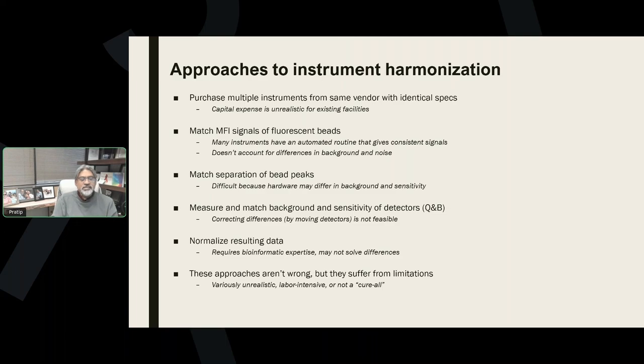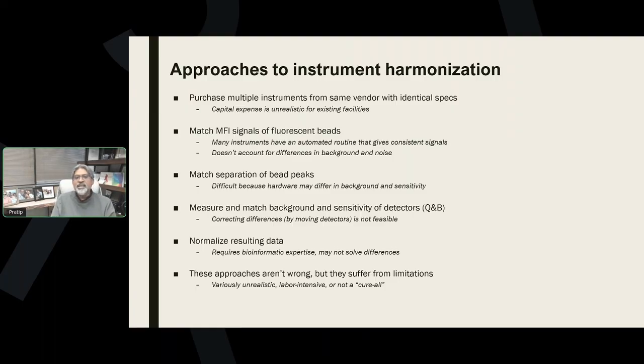Another thing we can do is that we can match MFI signals using fluorescent beads. So we can match the fluorescence that we're seeing on each of the cytometers using, say, rainbow beads or something like that. Many instruments now have an automated routine so that you get consistent signals over time across that particular instrument, and that's very helpful in this regard. And if we line up the different systems across these automated systems and we match the signals, perhaps we can get better at harmonizing. But this doesn't really account for differences in background and noise.